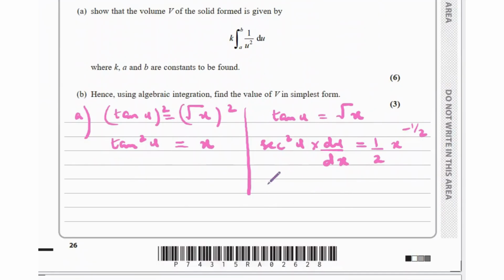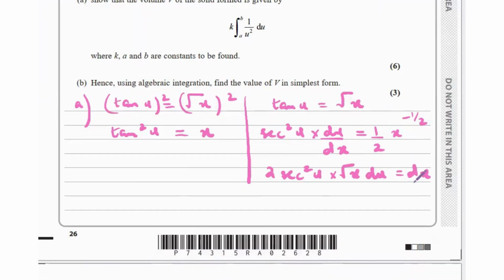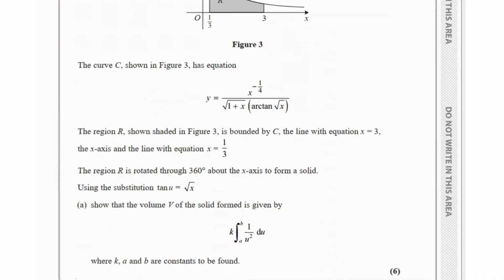So what I mean is that we'll cross multiply: 2 times secant square u times root x times du equals dx. This is what we have. So when we create an equation for the volume, it is basically pi times the integral of y square times dx, and the limits are going to be from 1 over 3 to 3.